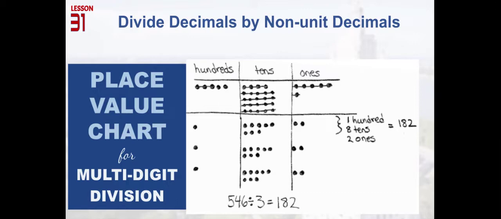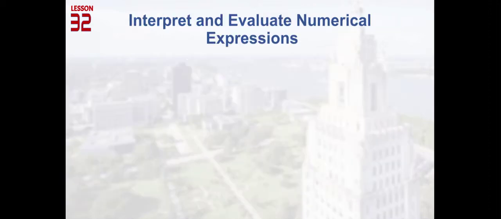So students who still struggle with long division, they're going to get more opportunities to master that skill, but they can always go back to Old Faithful, which is the place value chart, to use it as a model to help them divide those larger numbers.